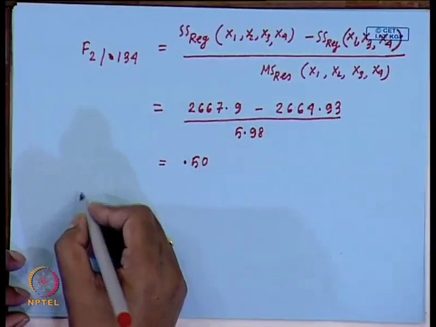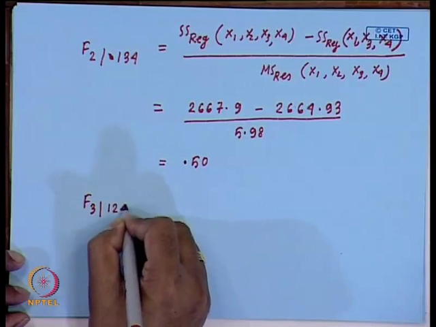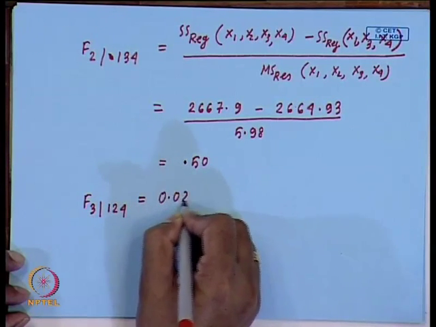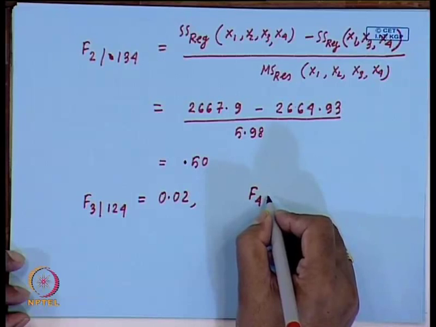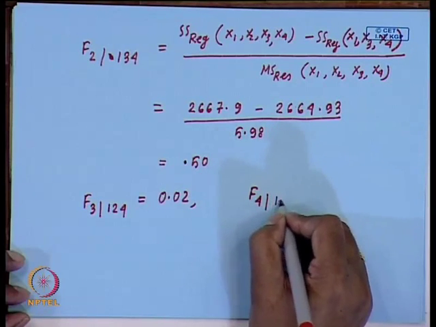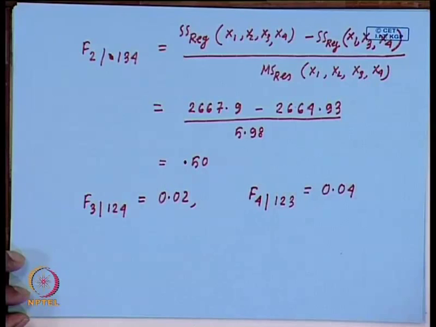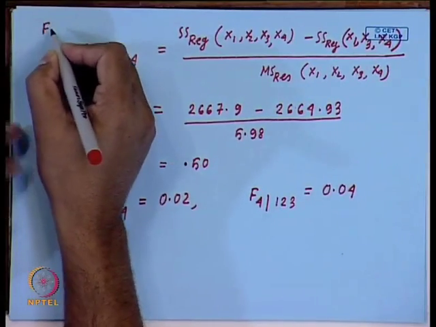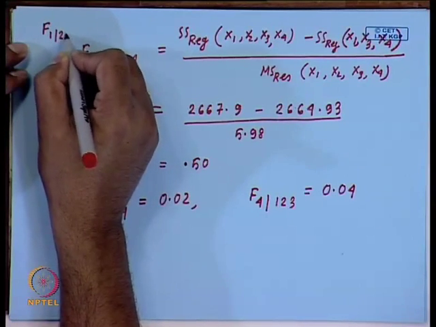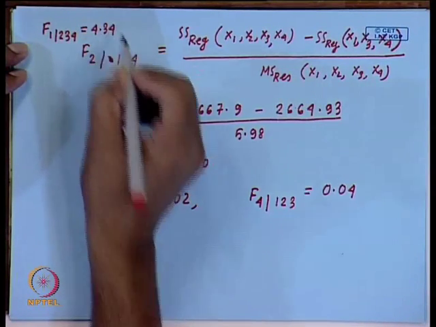Similarly, you compute the others. I am not going into the detail for the other calculations. So, F 3 given 1, 2, 4, you can check that this is equal to 0.02, and F 4 given 1, 2, 3 is equal to 0.04. So, we have all the 4 partial F values. The first one was F 1 given 2, 3, 4, and that value was 4.34.